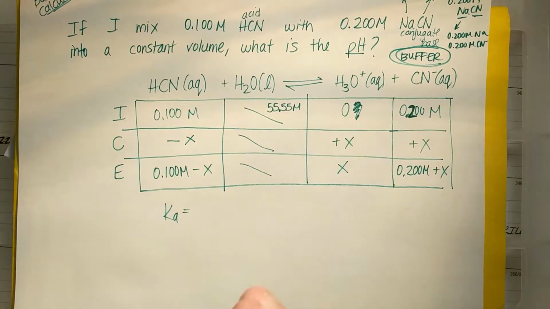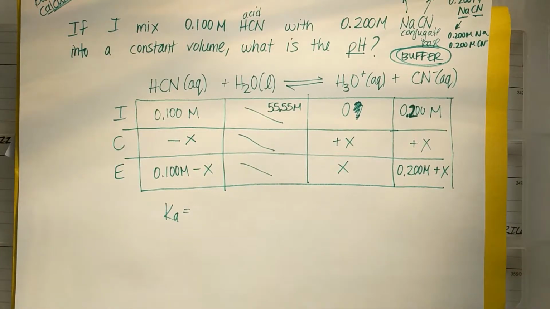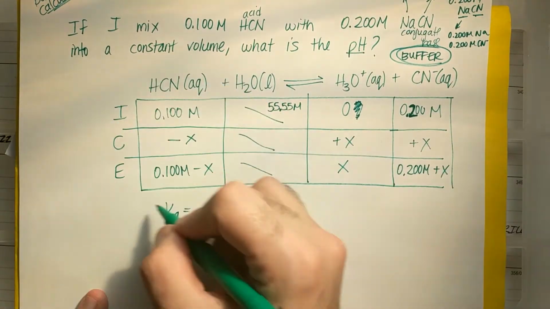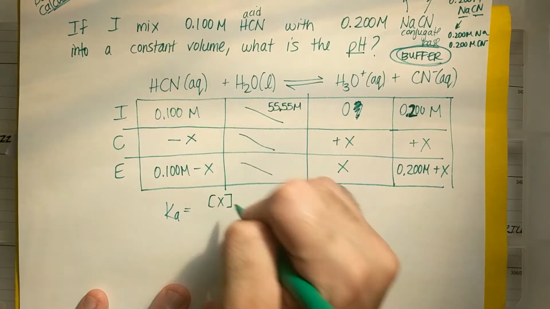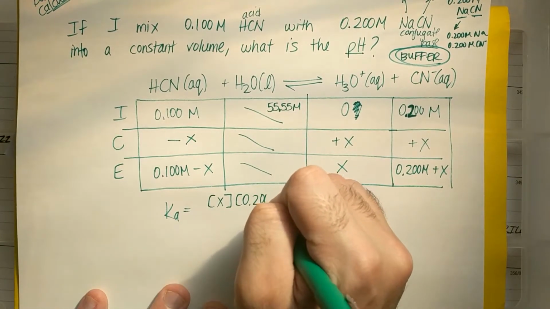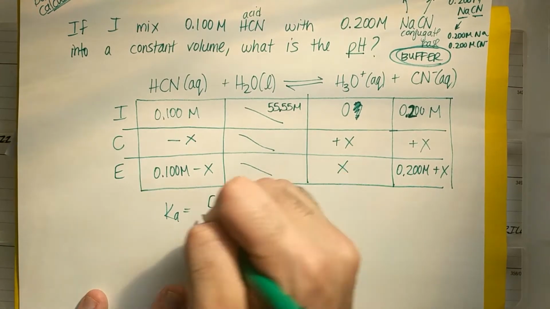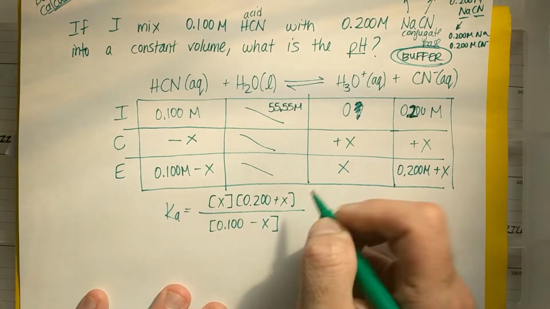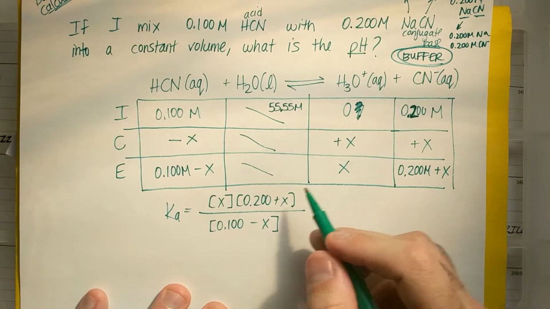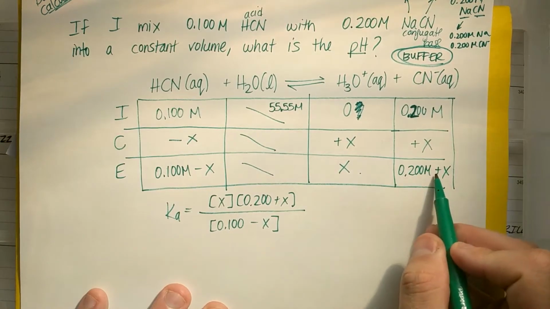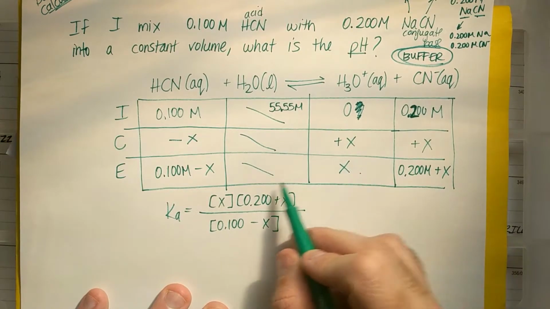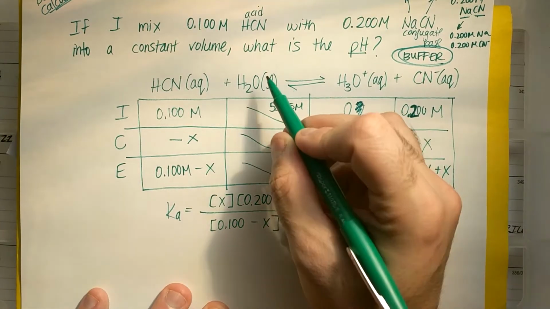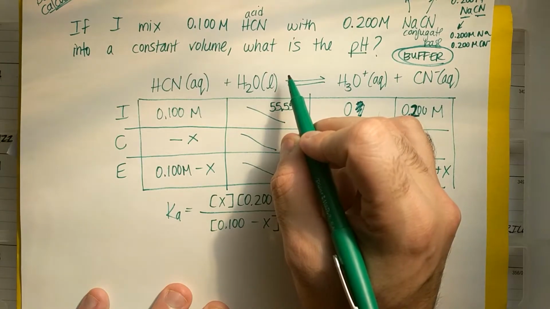And now I'm going to write my Ka expression. In my previous video, I really showed you step by step how to write the Ka. I'm going to simplify it now. So I should do my products over my reactants. I should have x times 0.200 plus x all over 0.100 minus x. And I'm just going to ignore the M for now because I just want to do the math. Right? So I put my products on the top, my reactants on the bottom, and I exclude water because liquids and solids are not included in the equilibrium expression.